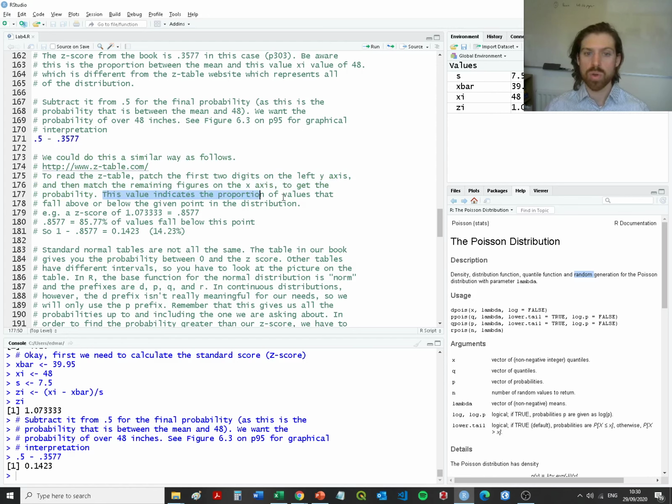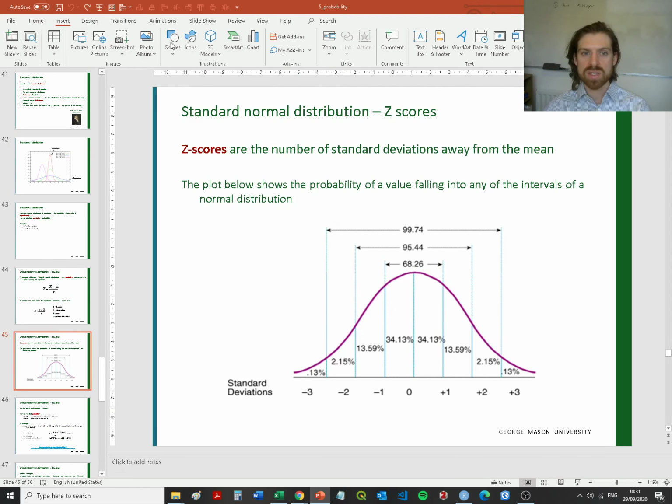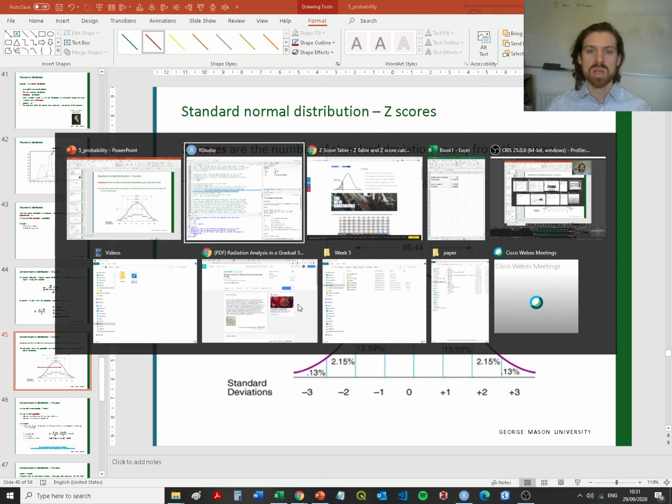And the value that we obtain represents the proportion of values that fall above or below the given point in the distribution. And it's a different value here. It's not between the mean and the value that you've got. It's where the whole distribution falls. So it's going to be a much larger number. So in the first example I gave you, we basically got the values that fall between something like this here, just this one part of the distribution. But in the Z table, we're going to get all of the values that fall below that particular point. Okay, so from here all the way down to here. So let's do that now.